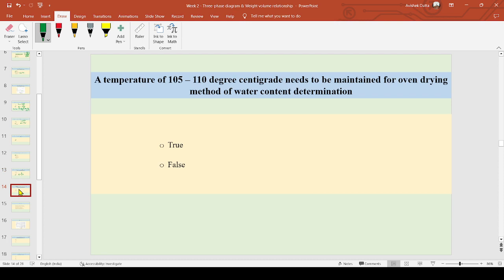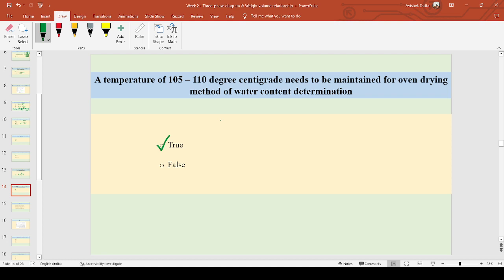A temperature of 105 to 110 degrees centigrade needs to be maintained for the oven drying method of water content determination. True or false? True. Okay. So what will happen if it is less than 105? Complete evaporation will not take place. Exactly. And what will happen if it is more than 110?